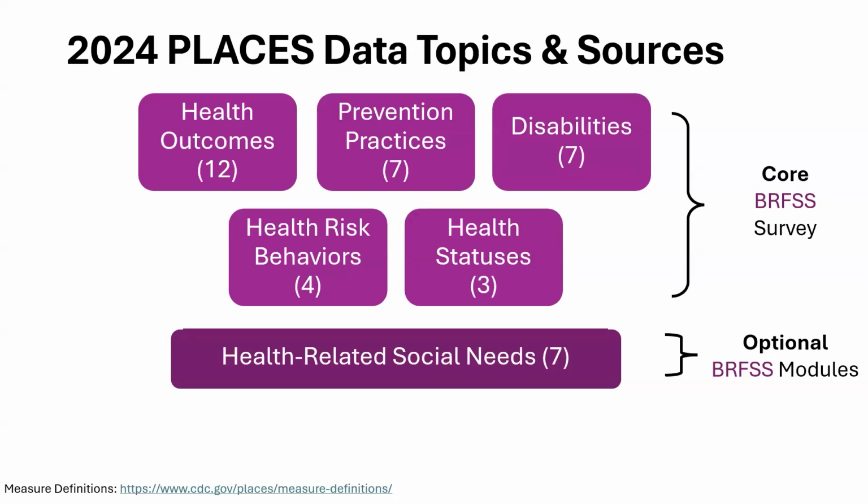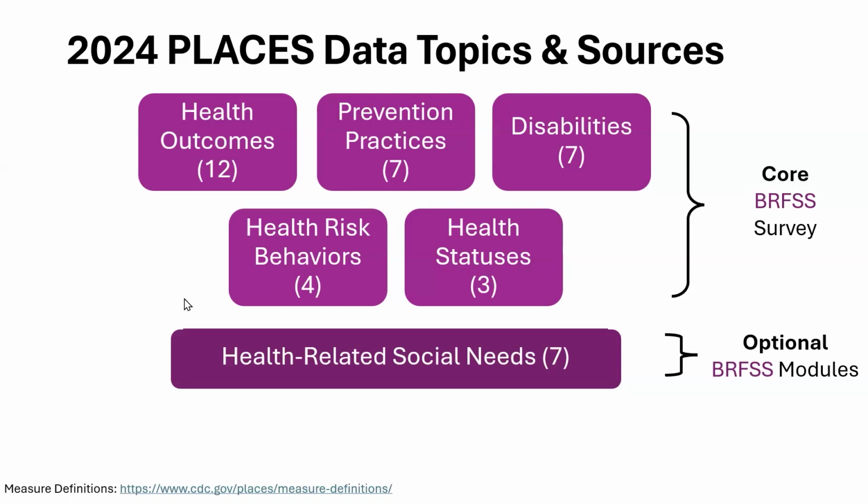Prevention practices indicators track cancer screening and flu vaccination. We also see data on disability status and type of disability, and on health risk behaviors like tobacco use and sleep habits. And finally, health status includes indicators like self-reported physical and mental well-being.